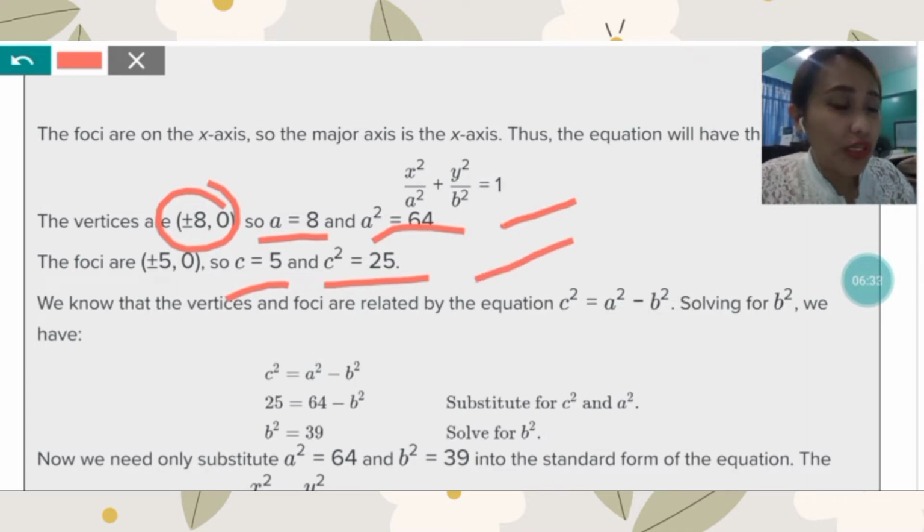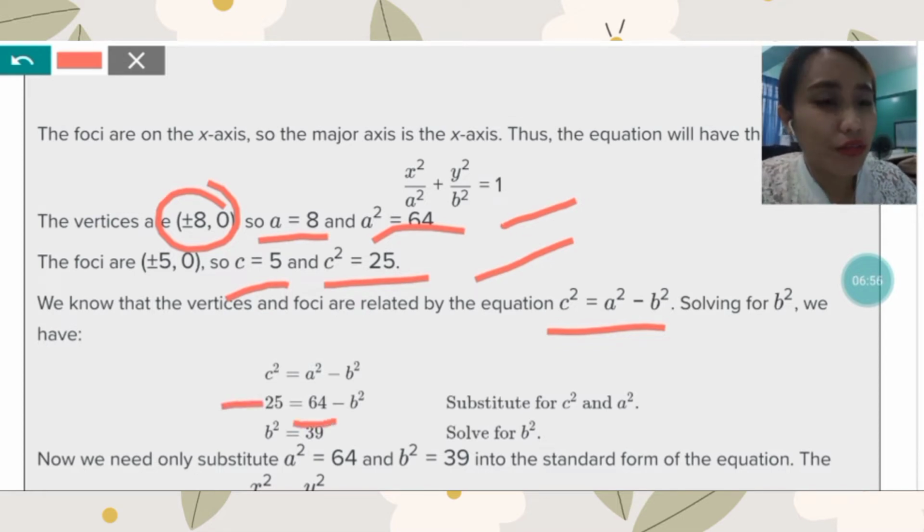So using the formula c squared is equal to a squared minus b squared, we can solve for the value of b. How can we do that? We just need to substitute the values of a and c to the given equation. We know that c squared is 25, and we know that a squared is 64. So substituting, 25 is equal to 64 minus b squared.